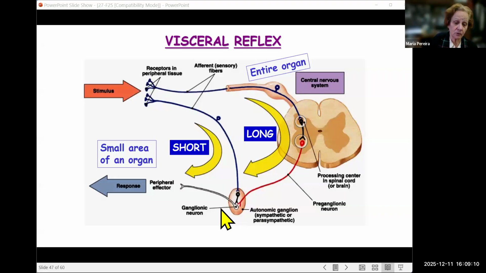So it's a very, very quick response, and it involves the response or the control in a small area of the organ. So here, the long arm of the reflex controls or sends a response to the entire organ, while this short reflex only sends the response to a small area, the kidney or the liver or whatever.